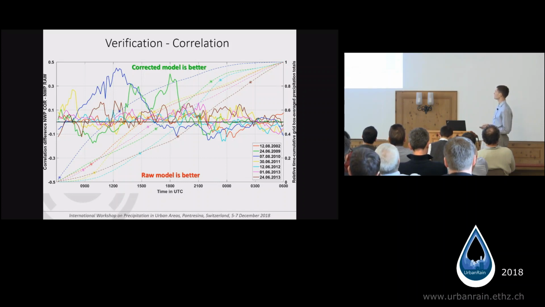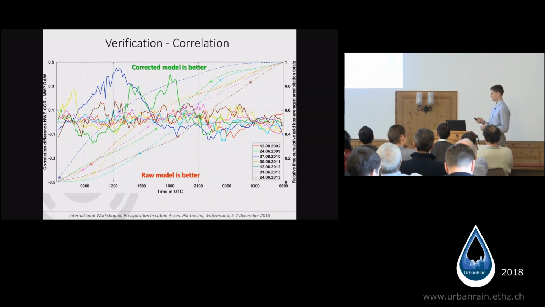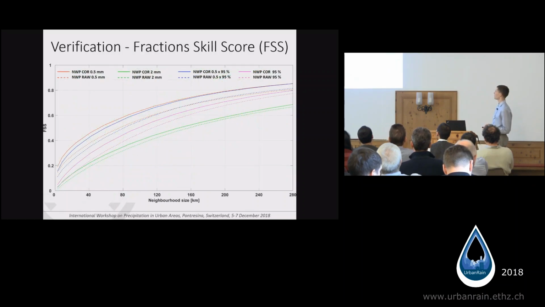The only event where we couldn't see any positive effect of application of this procedure was 12th of August 2002, because the original model already reforecasted this heavy precipitation well. So these two fields didn't differ significantly.